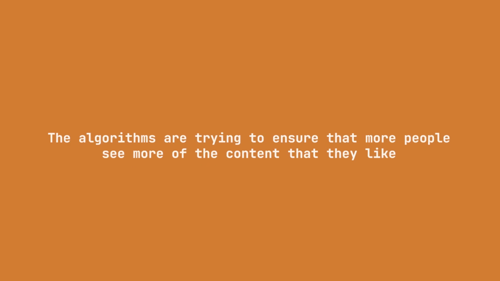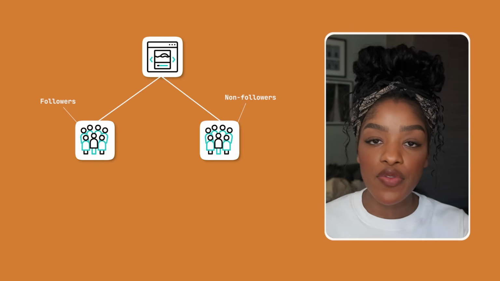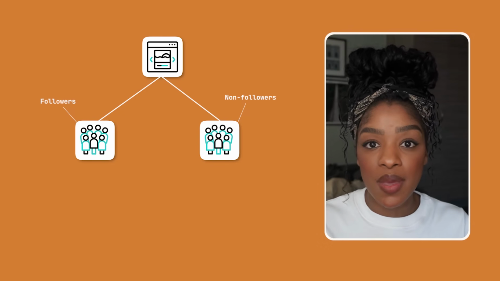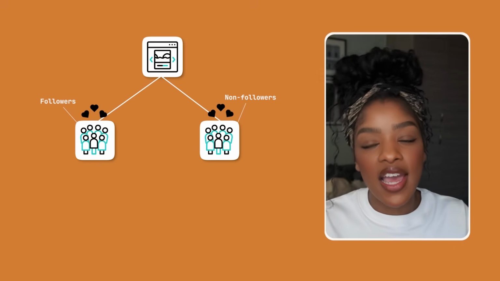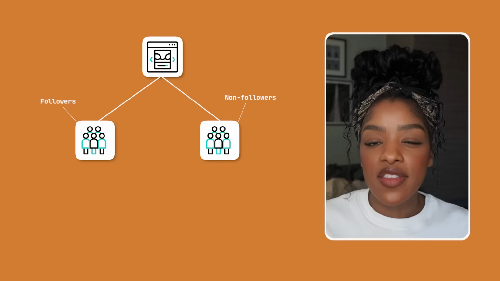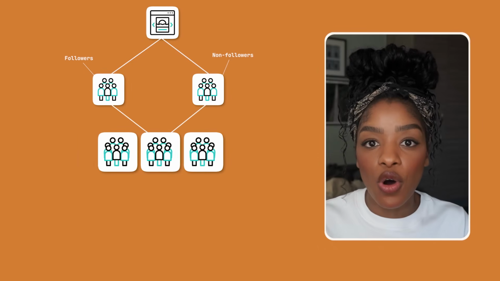It's really important to remember that the algorithms are trying to ensure that more people see more of the content that they actually like, right? So you've posted, Instagram has shared it to a group of your followers and also some non-followers. They're now keeping an eye on how both of these groups are reacting to your content. Are they liking? Are they sharing? Are they commenting? If it's a reel, how much of the reel are they watching, right? So Instagram are looking at all of these metrics. And if your post is performing well against these metrics, Instagram will push it out to more people, right?